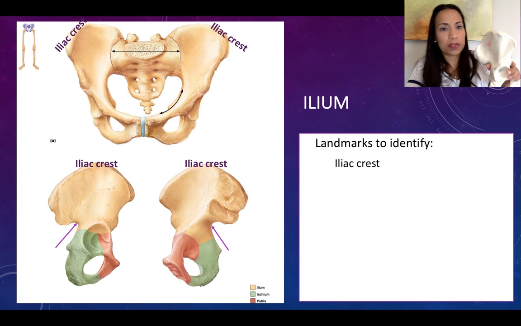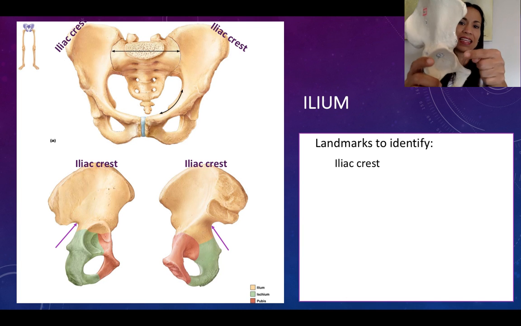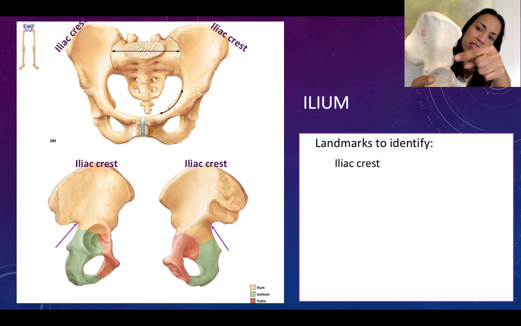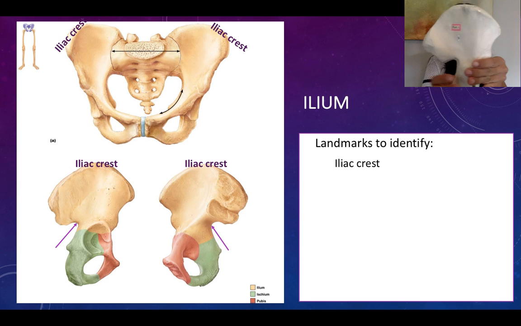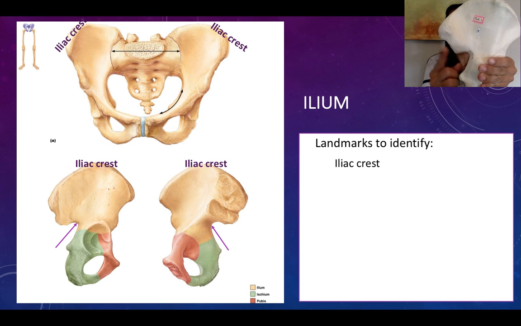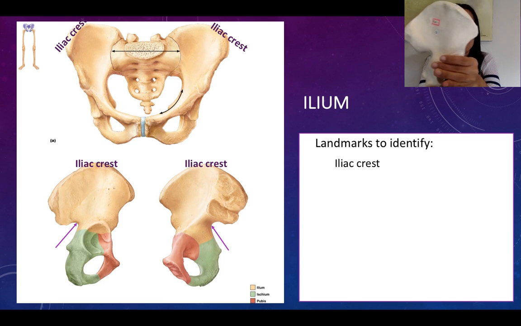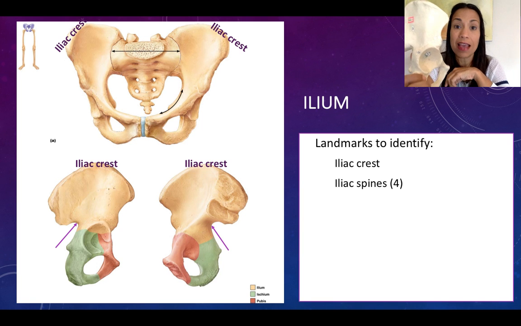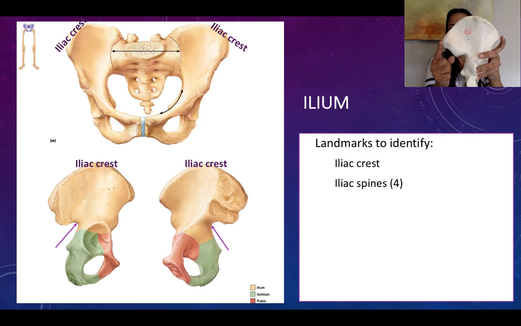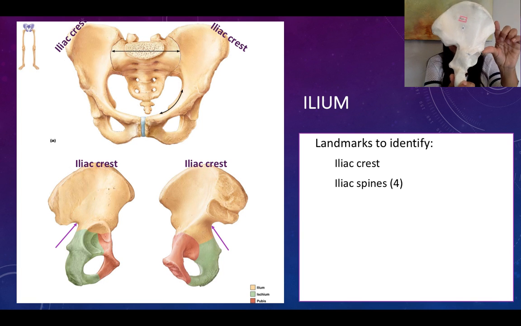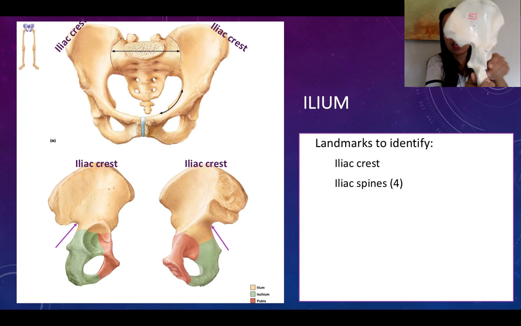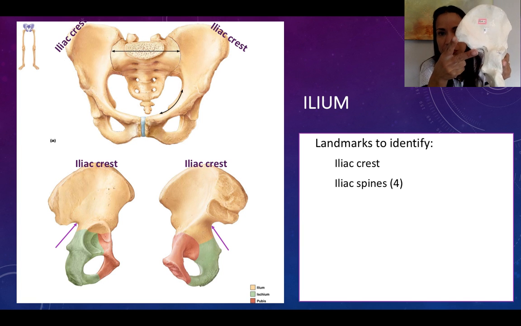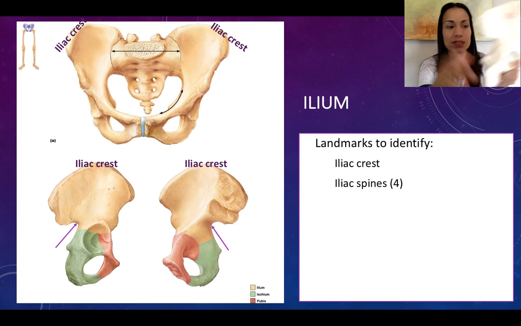Now, let's follow this iliac crest down here anteriorly. We're going to see that we have these two projections anteriorly and these two projections posteriorly. These are called the iliac spines. And we have four. There are two that are superior, and there are two that are inferior. There are two that are anterior, and there are two that are posterior. So let's mix and match this.